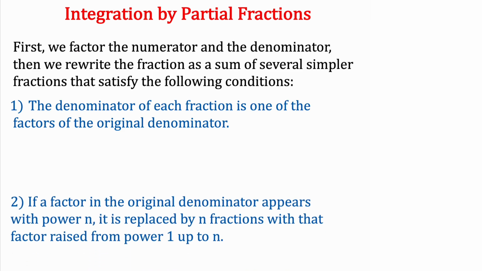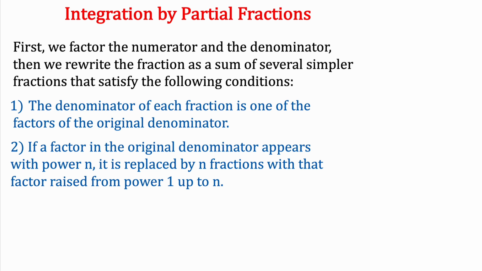2. If a factor in the denominator of the main fraction has a power of n, it will be converted into n separate fractions. This means, for example, if in the denominator of your initial fraction after performing factorization you have a term, a parenthesis, raised to the power of 3, then this power of 3 itself will transform into 3 distinct fractions, and you will soon understand how this works.